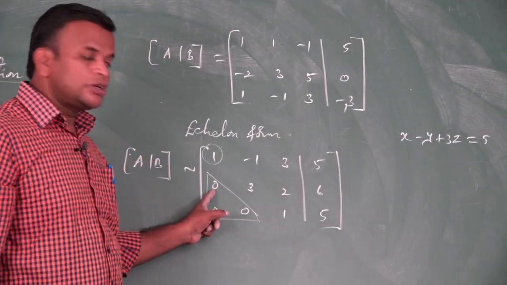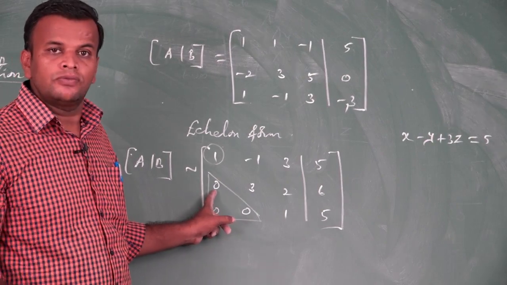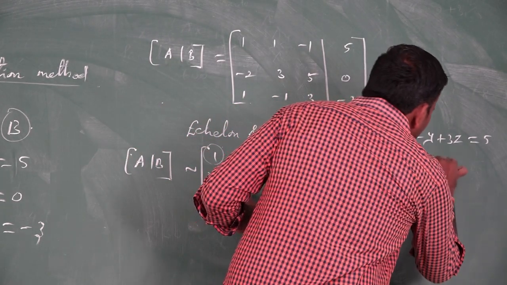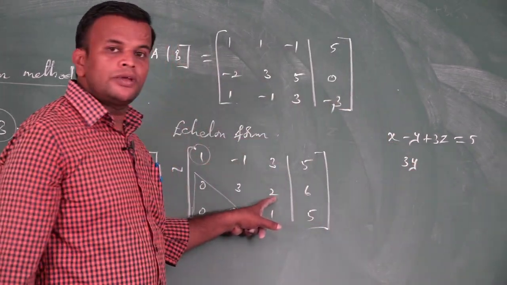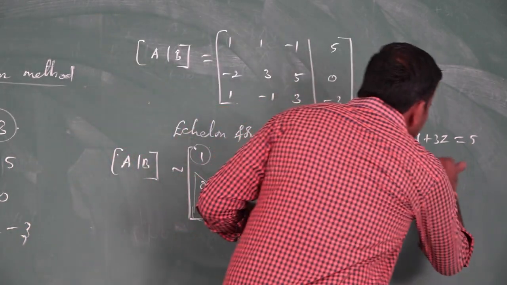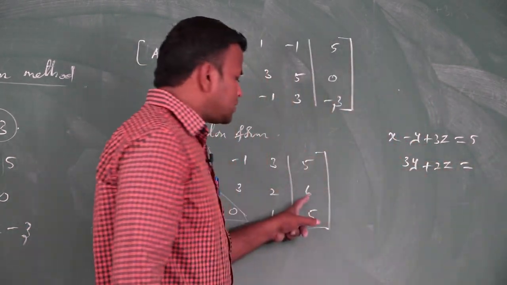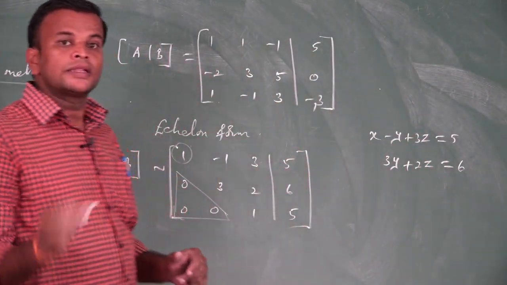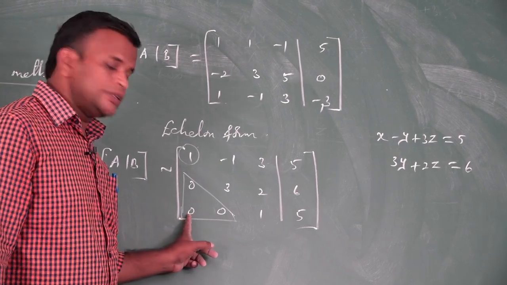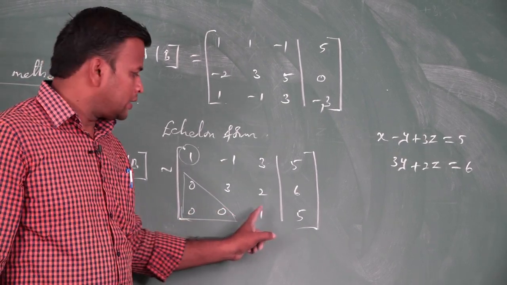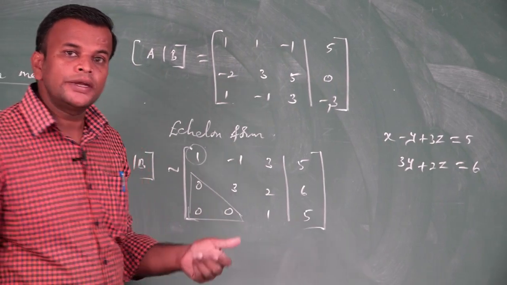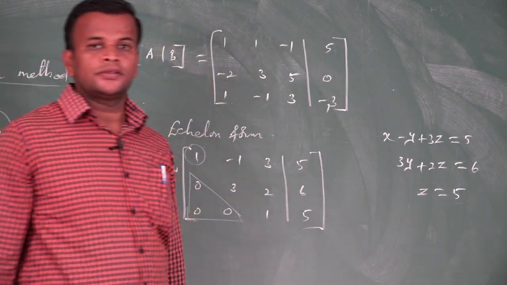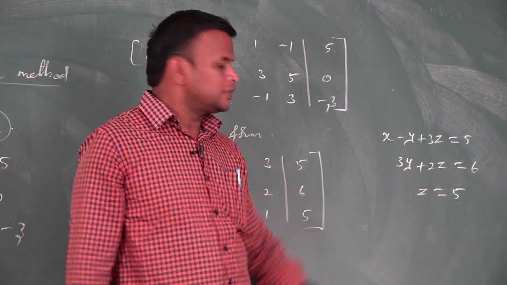The first one indicates the coefficient of x. 0 into x is 0; we leave it. Second one, the coefficient of y: 3 into y is 3y. This one is the coefficient of z: plus 2 into z, 2z, is equal to 6. That is the second equation. Third one: first column coefficient of x, second column coefficient of y, and third column coefficient of z. 1 into z is z is equal to 5. Now we see that one value, z, is already there.